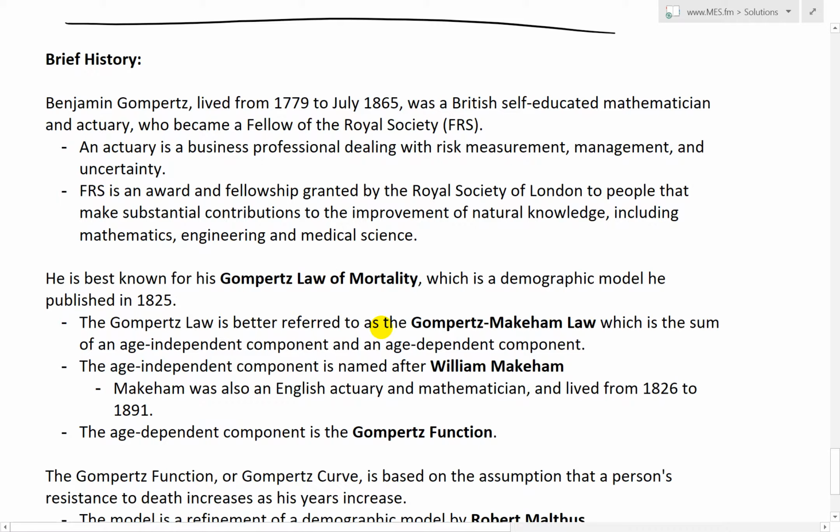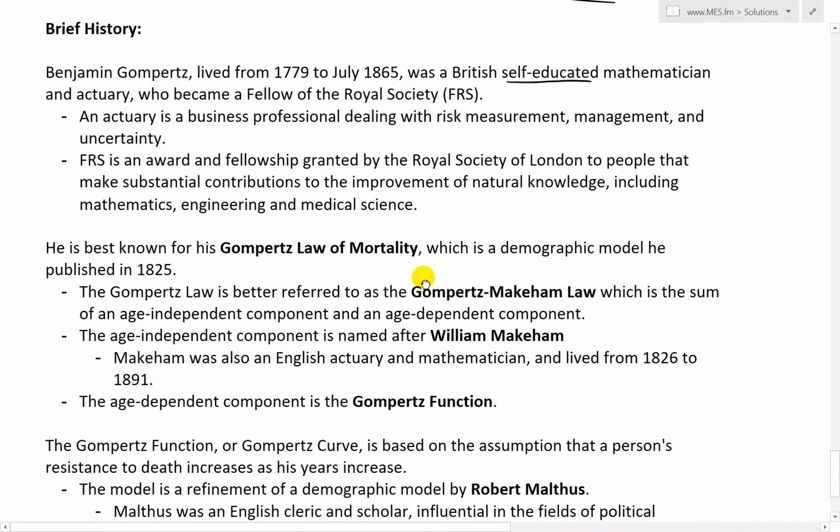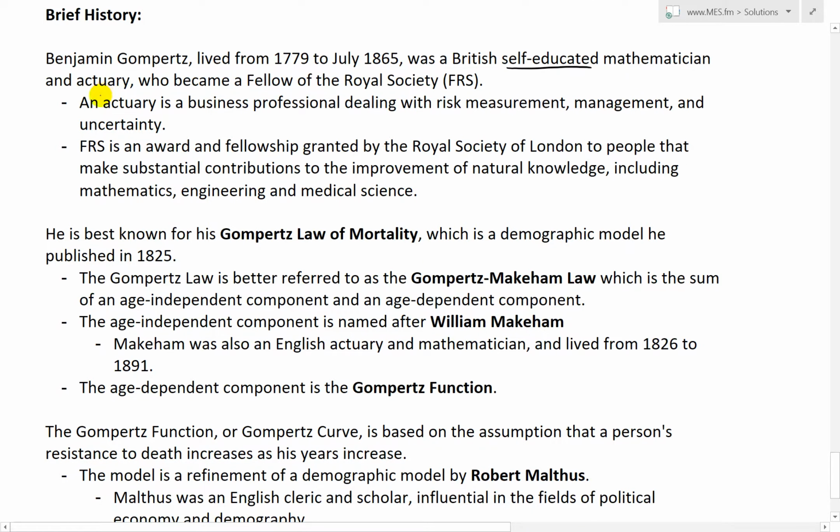Basically, brief history. Benjamin Gompertz lived from 1779 to July 1865. He was a British self-educated mathematician. That's actually similar to me. I teach pretty much myself. I've had some schooling, but I just do this mostly on my own. And he was an actuary, and I'll get to that. An actuary is just a business professional dealing with risk management, risk measurement, and uncertainty in economics, etc.